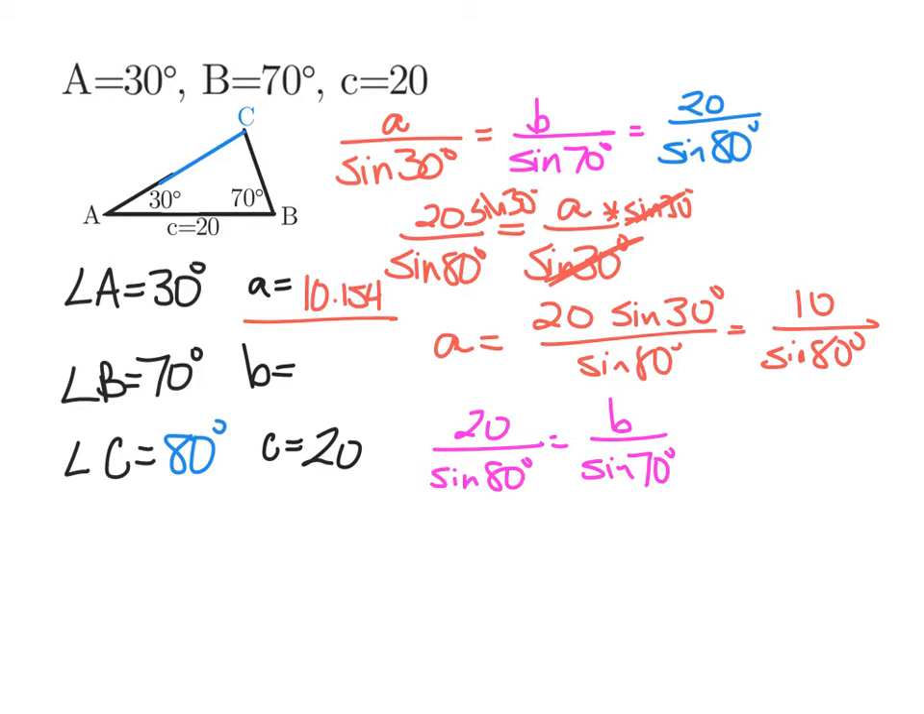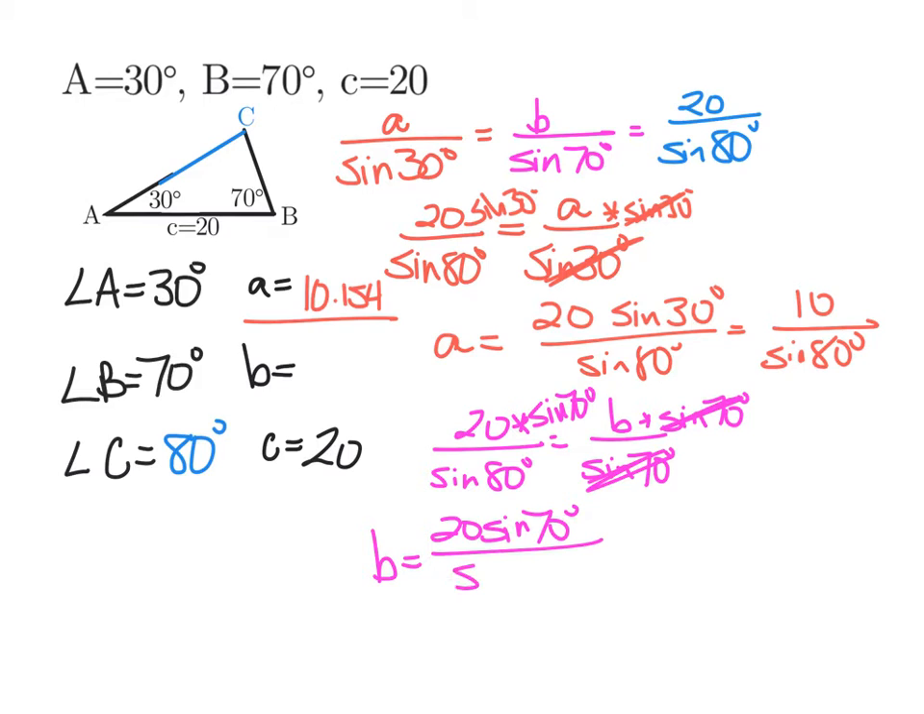I want to get B alone, so I'm going to multiply by the denominator, sine of 70, on both sides. So we'll have sine of 70 here. The sine of 70s will cancel. So B is going to be equal to 20 times the sine of 70 degrees over the sine of 80 degrees. Be careful when you type this one in. When you have multiple trig functions inside of a fraction, you have to make sure you close your parentheses correctly.